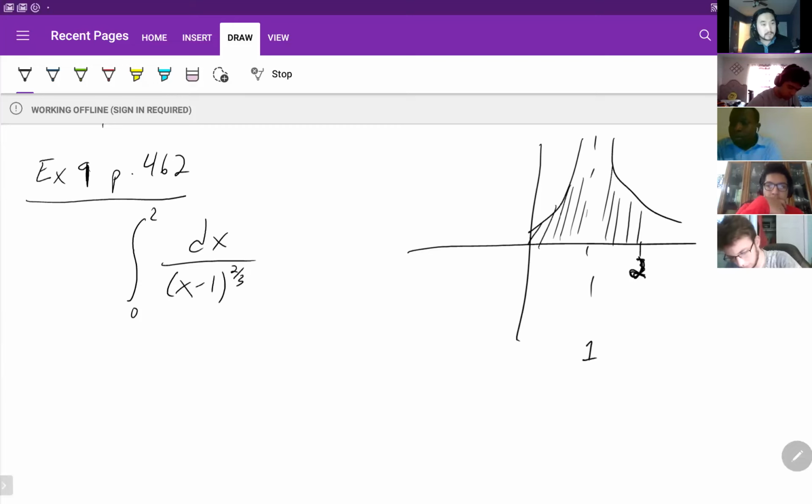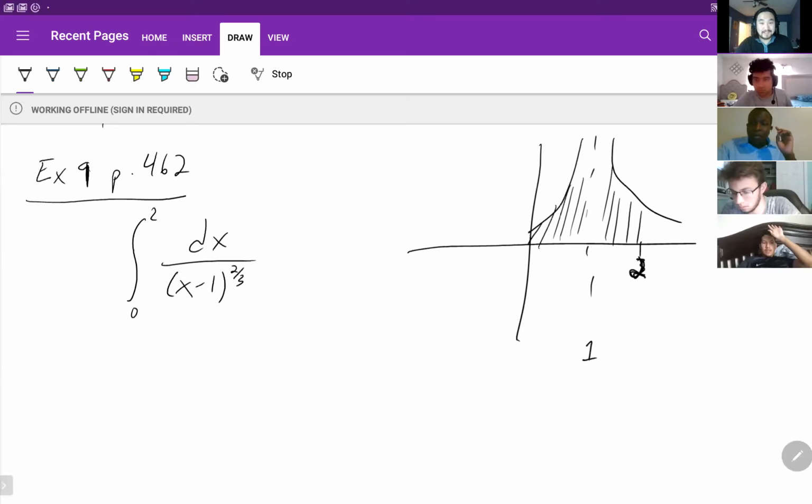So, ideas? What can we do now that we know how to do improper integrals? I would do the limit as r approaches 1 from 0 to r, and then r to 2. Who said that? Is it Carlos? Okay, thank you.